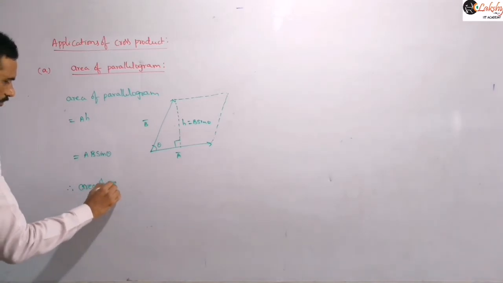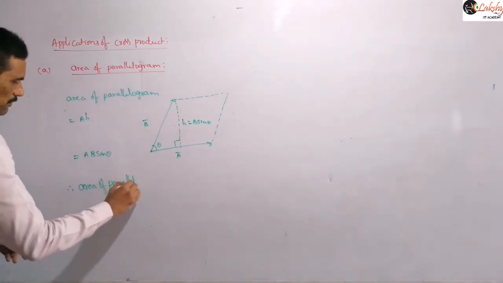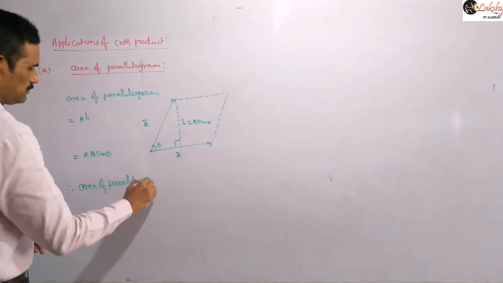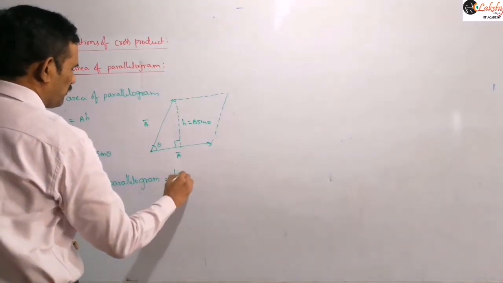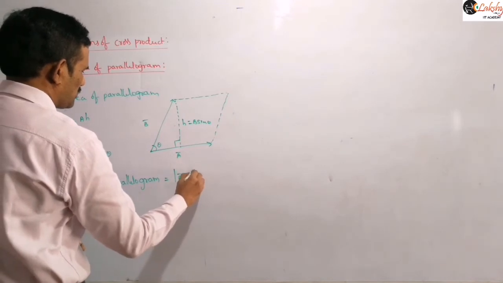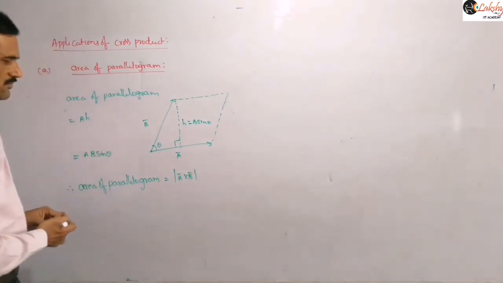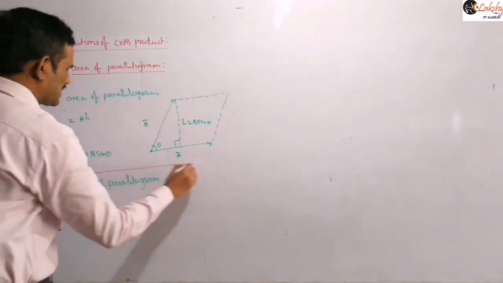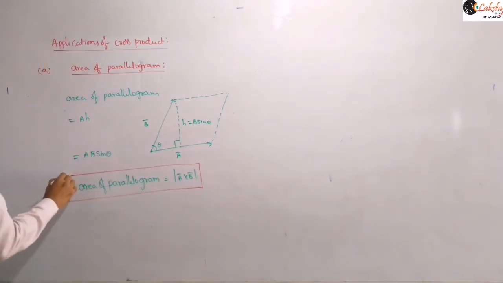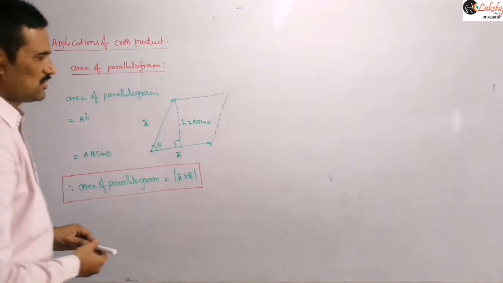Therefore, what we can write is: area of parallelogram is equal to mod of A bar cross B bar. That means if A and B are taken as the two sides of the parallelogram, then mod of A bar cross B bar will give us the area of the parallelogram. So mention that.